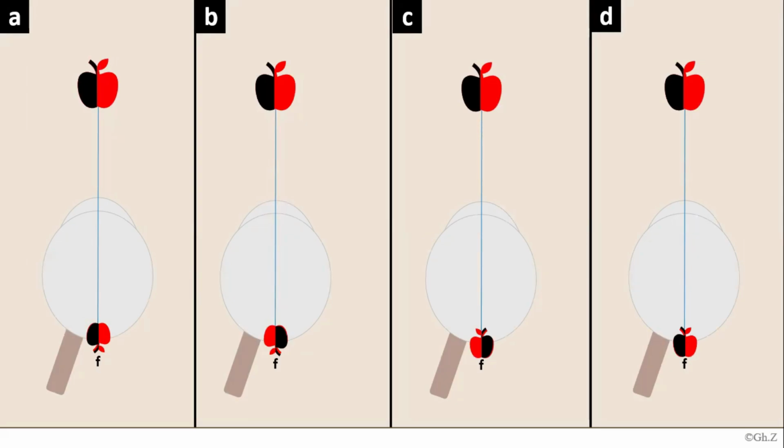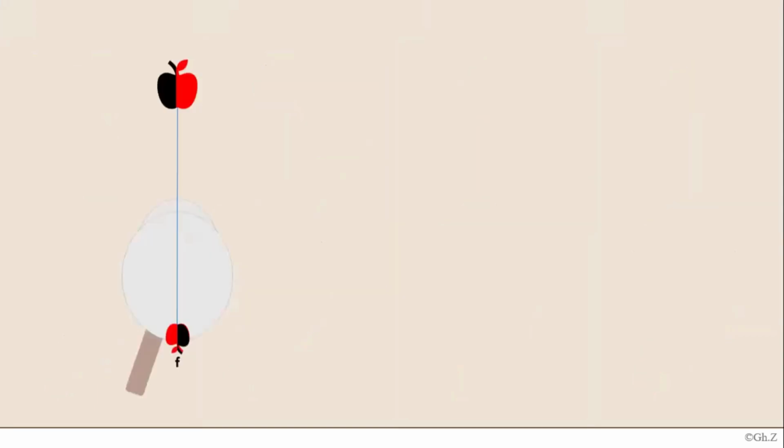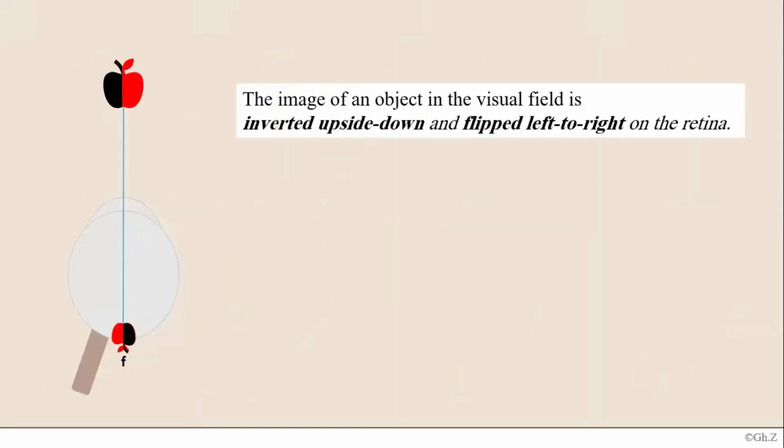Yeah, the one who said B is the correct answer. Okay, so as you see, this is an apple. I changed the star because you can't appreciate the relationship using the star, but here I use an apple. The apple is inverted, upside down, but also flipped, an inverse relationship. So this part, the black, is becoming here, and this part is becoming here. The relationship between the image in the retina and the object in the visual field is inverted upside down and flipped left to right.